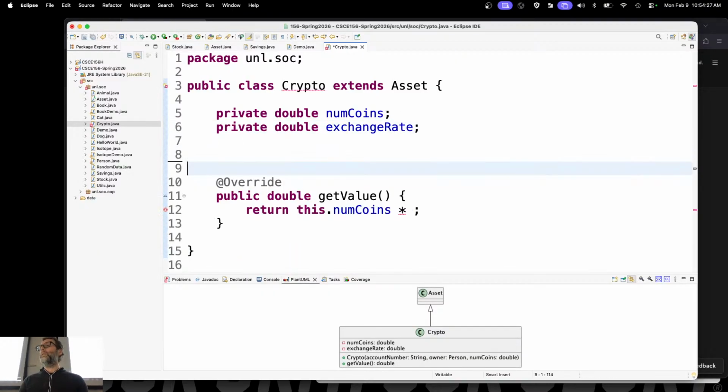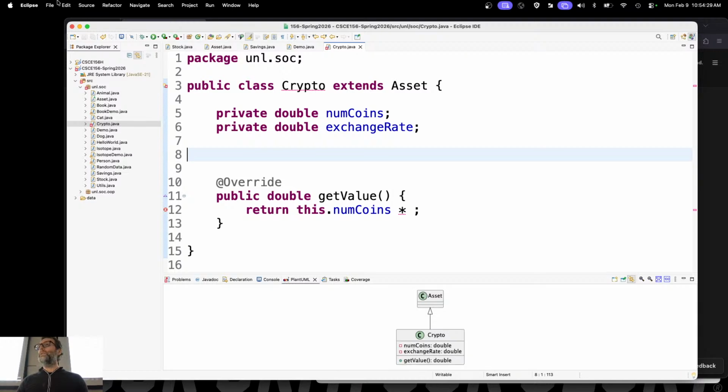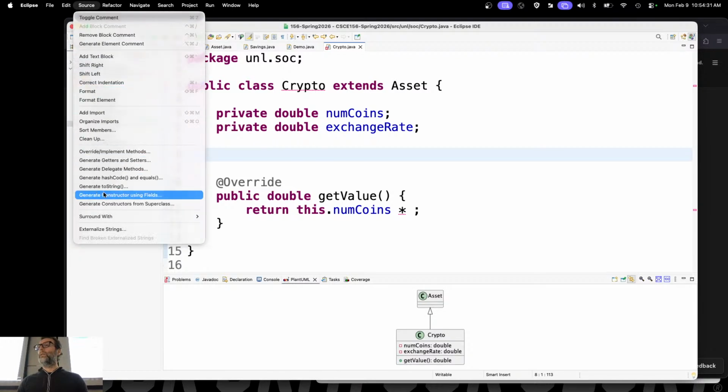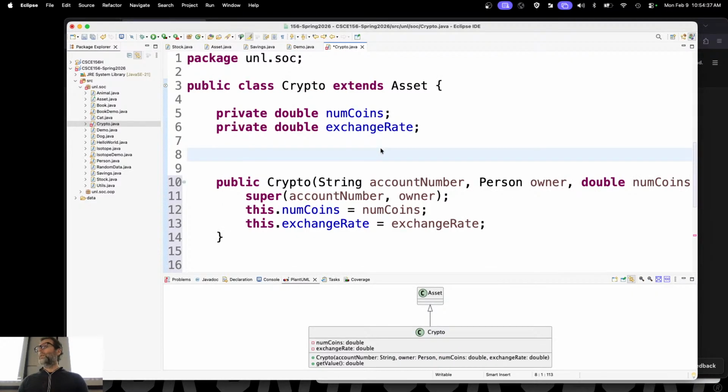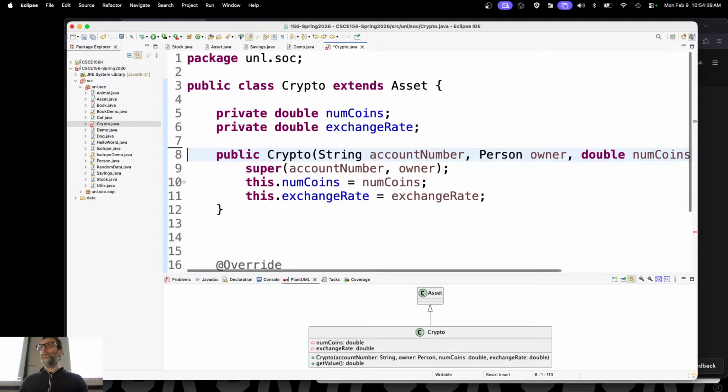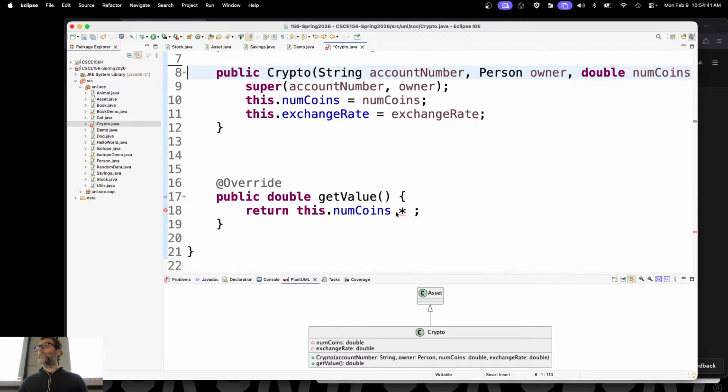Let's go ahead and get rid of this constructor and let's regenerate it. And it'll take both of those things in now. All right, there we go. So what is the value of this in terms of dollars? It's going to be this.numCoins times this.exchangeRate. Oh, exchange rate. There. Okay.